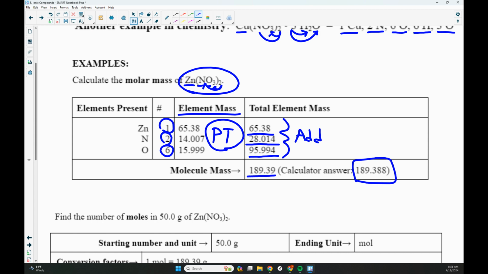189.39 grams. So we just figured out that 1 mole of zinc nitrate equals 189.39 grams. So I can use that now as a conversion factor, just like we have all year, to convert between grams, moles, and molecules of zinc nitrate.